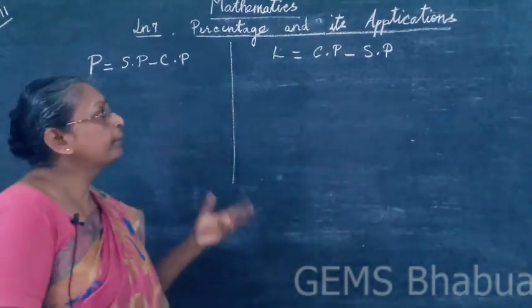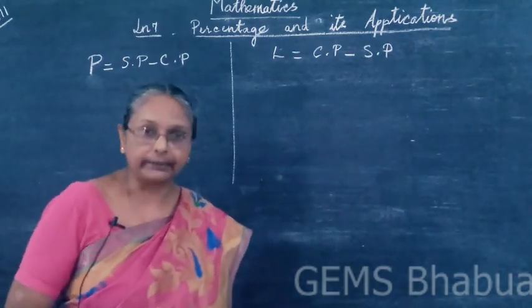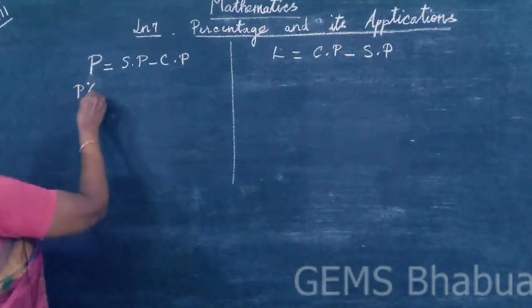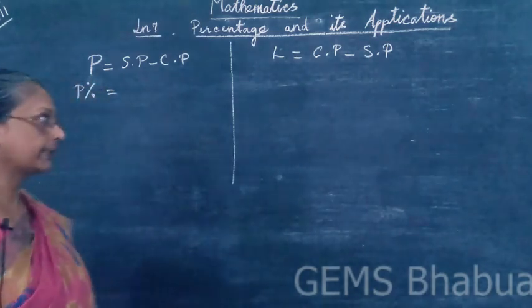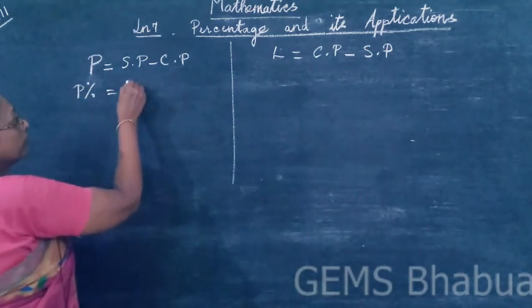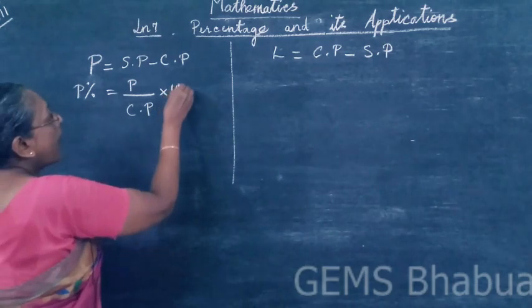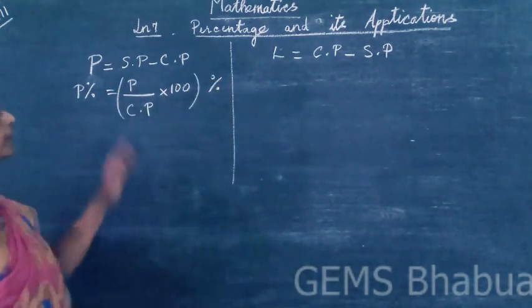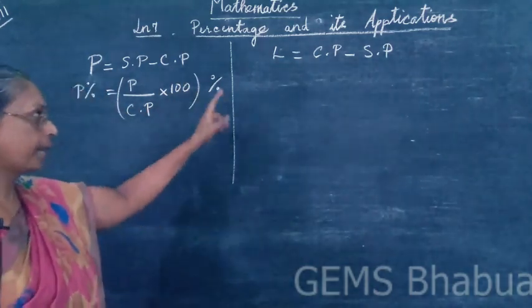And you can find the percentage of profit and percentage of loss. To present it as a percentage, what is the formula? There is a formula for finding the profit percentage and to find the loss percentage. Profit percentage is equal to profit by CP into 100%. How to find profit percentage? Profit percentage is equal to profit by CP into 100%.